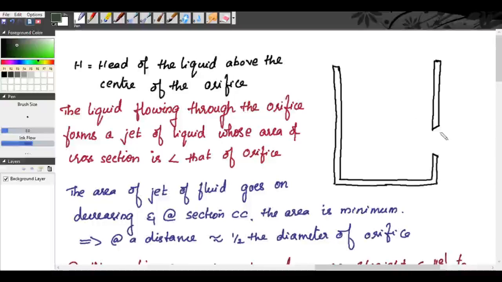You can take the cross section of the orifice. You assume the cross section of the orifice is circular. Now, let capital H be the head of the liquid above the center of the orifice. This is the center line of the orifice, and this is our water level. The distance from the free surface of the water to the center line of the orifice is taken as capital H.